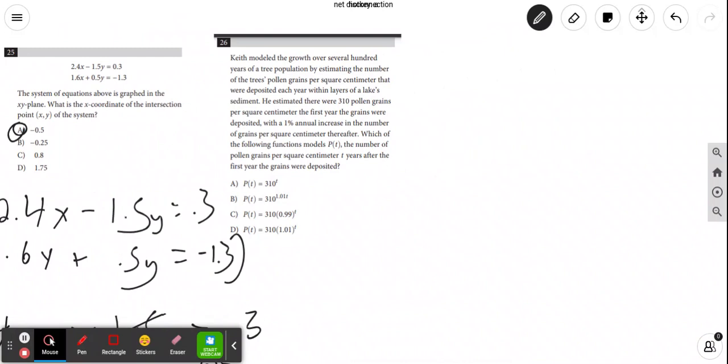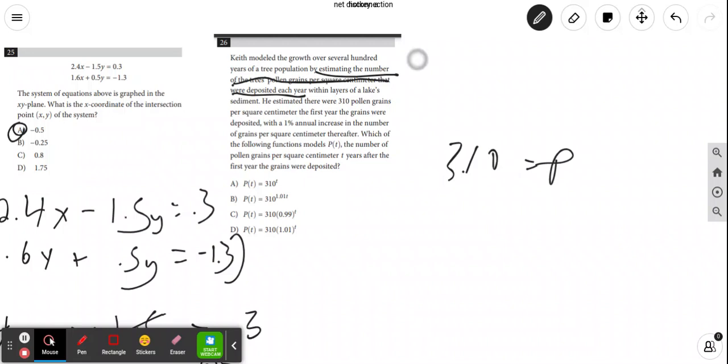Okay, 26. Keith modeled the growth over several hundred years of a tree population by estimating the number of the trees' pollen grains per square centimeter deposited each year within layers of the lake sediment. Break this down, this is hard to understand. He modeled the growth over several hundreds of years by estimating the number of the trees' pollen grains per square centimeter that were deposited each year. Okay, that's all you should take away from it. He estimated there were 310 pollen grains per square centimeter the first year. Okay, so 310 is your principal.